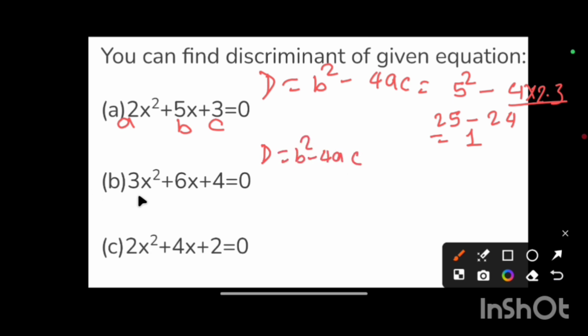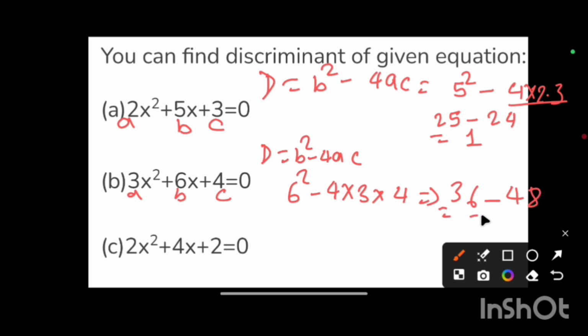In this, D equal to b square minus 4ac. Here it is a, it is b, and it is c. b square means 6 square minus 4 into 3 into 4, and it is 36 minus 48, and it is negative of 12.